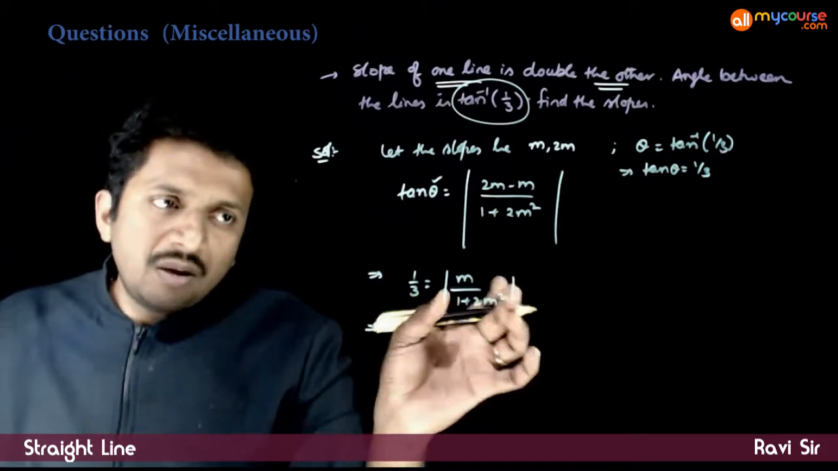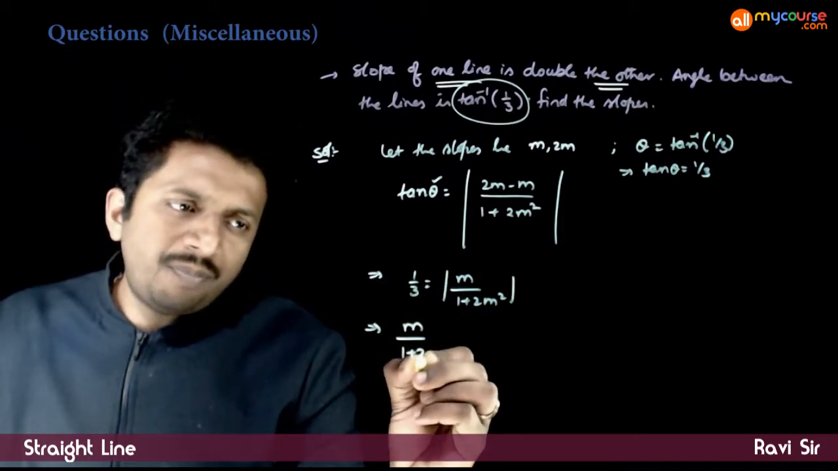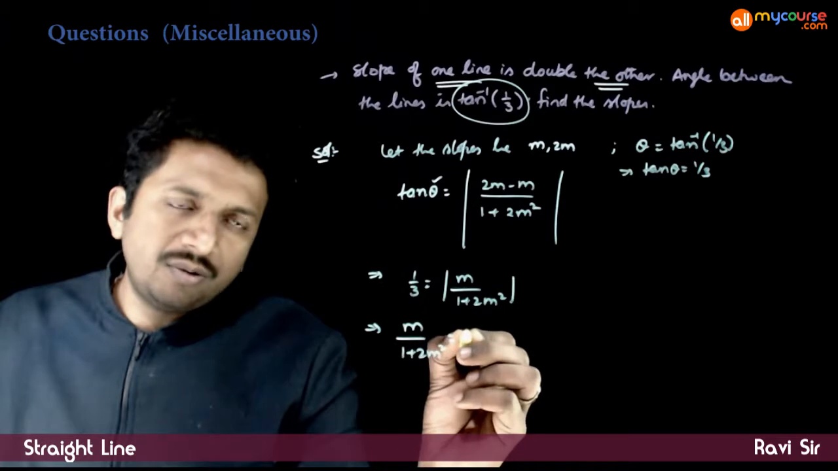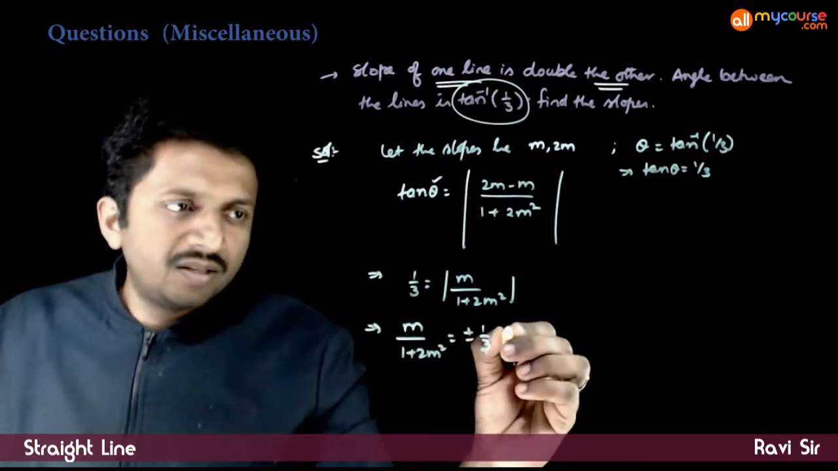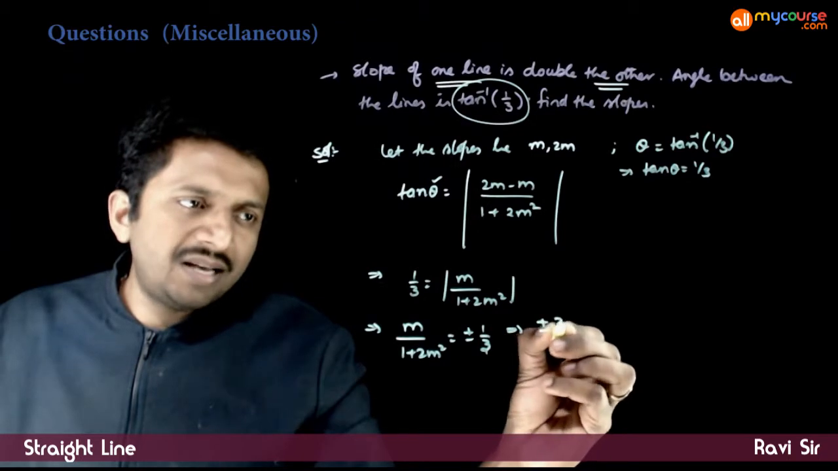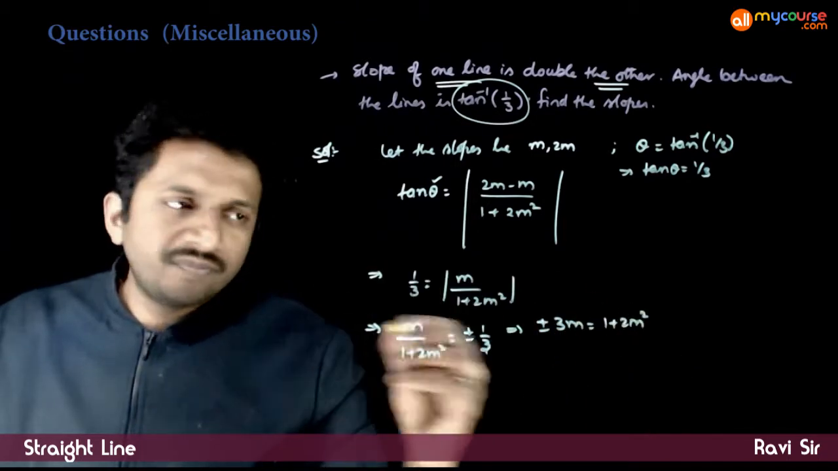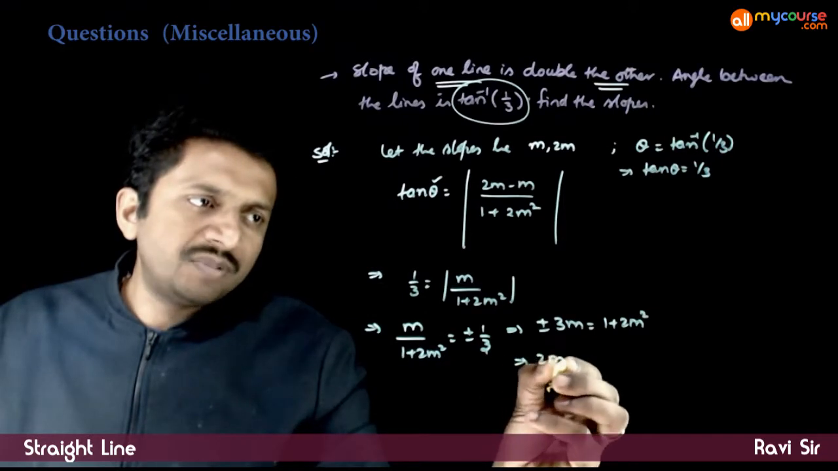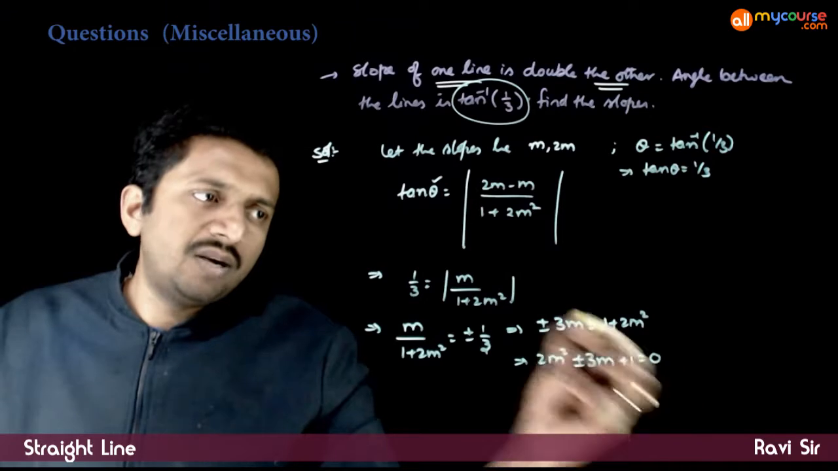This implies mod of this is equal to 1 by 3. So m by (1 plus 2m square) is equal to plus or minus 1 by 3. This implies plus or minus 3m is equal to 1 plus 2m square. This implies 2m square minus or plus 3m plus 1 is equal to 0.